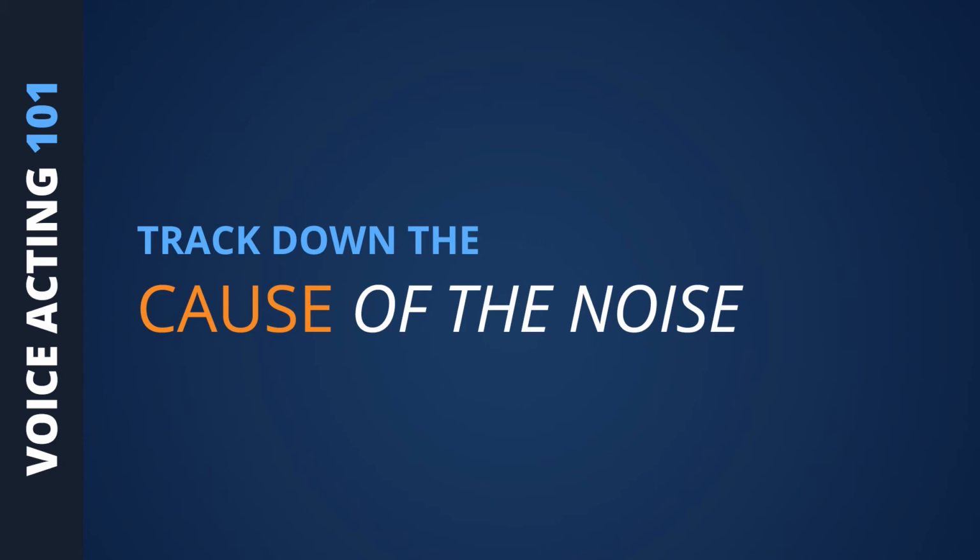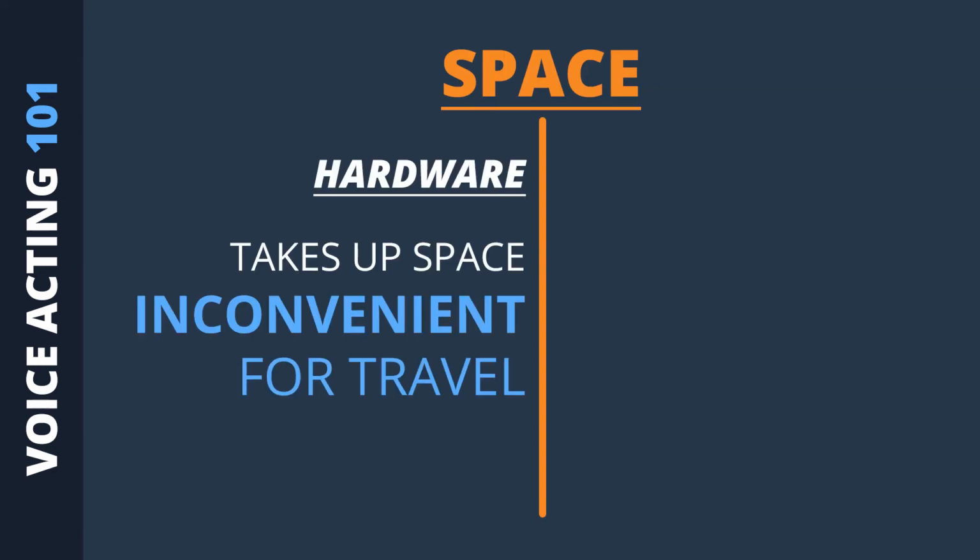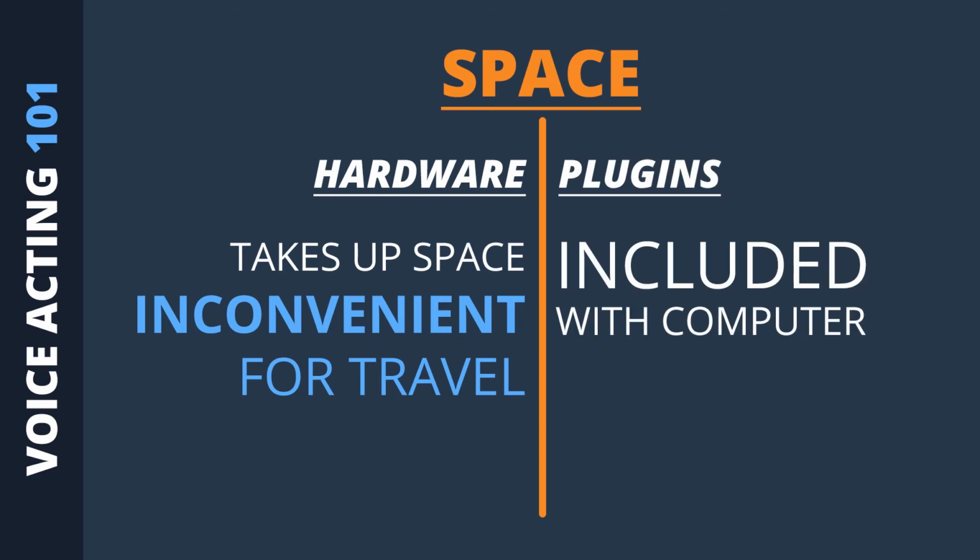All right, so with that out of the way, let's cover some of the factors that you may want to consider when you're making your choice. And we'll go ahead and start with the obvious, which is space. So having a piece of hardware is going to take up space. In your studio, that's probably not a big deal. But if you're traveling or working from the road and you want the same setup that you use at home, you're going to need to carry that hardware with you. On the other side, if you use a plugin, you're going to appreciate that it's included with the computer. So it's just one less thing that you need to remember or carry or worry about getting damaged.